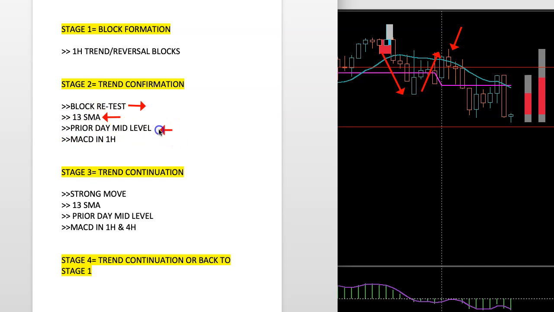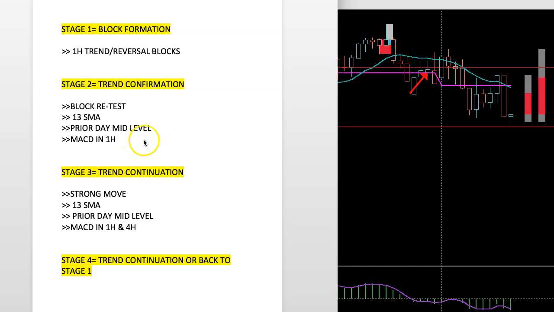to be as close as we can or already below the prior day mid-level. So what is the mid-level? Right over here, this is the prior day mid-level. This is today, and this is the prior day mid-level. We want to be below it, or at least very close to it. We don't want to have a big gap.